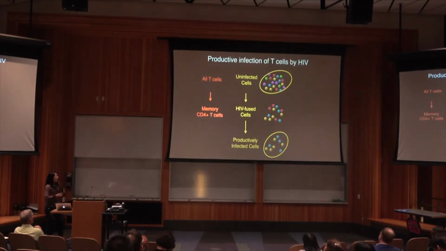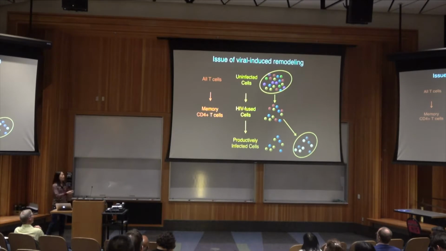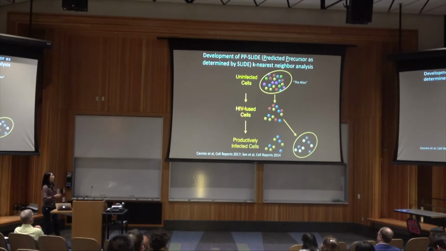Now, the fact that HIV remodels cells suggests that this diagram I had showed earlier is not all that accurate, because it's not the case that these cells are simply a subset of the starting population, but rather they've changed a bit, which I tried to represent with a slight color change here. And the fact that HIV remodels cells makes it difficult to know what types of cells are preferentially productively infected, because the very antigens that we use to identify subsets may themselves be changed as a result of this remodeling. Now, to overcome this problem, we took advantage of the high-dimensional nature of CyTOF data, and we developed an approach where we could predict the original state of that cell before HIV-induced remodeling. And so this approach we call predictive precursor as determined by SLIDE.